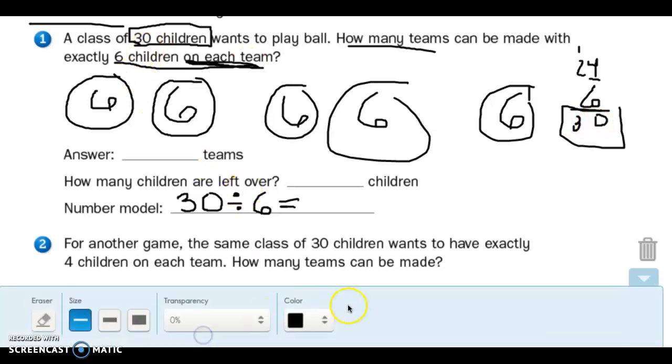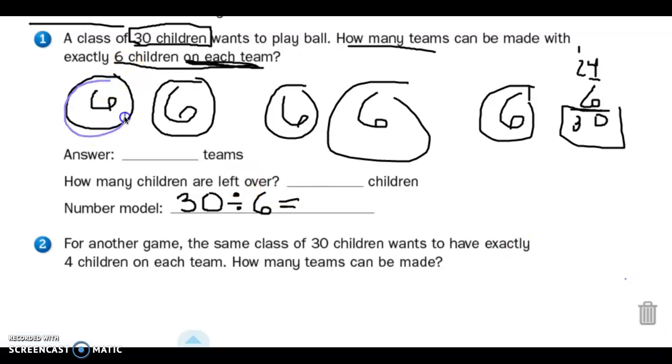Well, I had 1 team of 6, 2 teams of 6, 3 teams of 6, 4 teams of 6, and 5 teams of 6. Look at that. If I had 30 kids total, right? If I counted all of these kids up and there was 30, that's why I have 30. And I put 6 in each group. That's why I did 6, right? I divided them into 6s. How many groups did I come up with? 1, 2, 3, 4, 5. So my answer is 5.